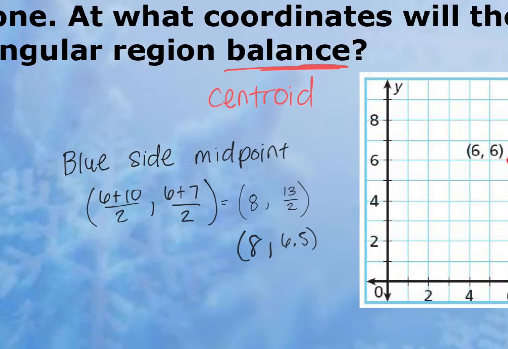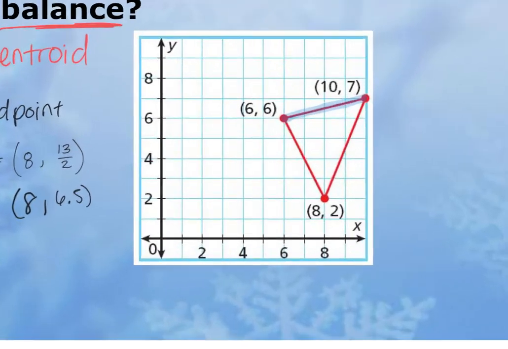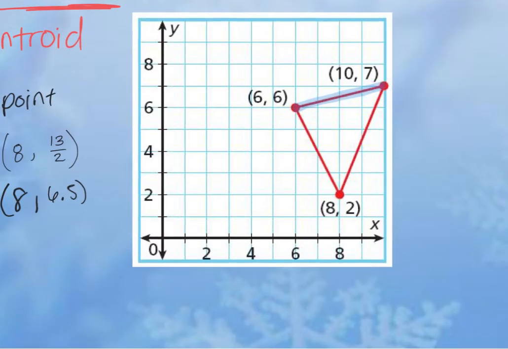Okay, so 8, 6.5. All right, so let's just find that point. So let's move over 8 units and up 6.5, and that's going to be right here. So that lies on our line, looks about in the middle, so we're good. Which one are we going to draw a line from that point to: 8, 2, 10, 7, or 6, 6? 8, 2. 8, 2, very good. Because the median goes along the triangle to the opposite vertex. So that's our first median.